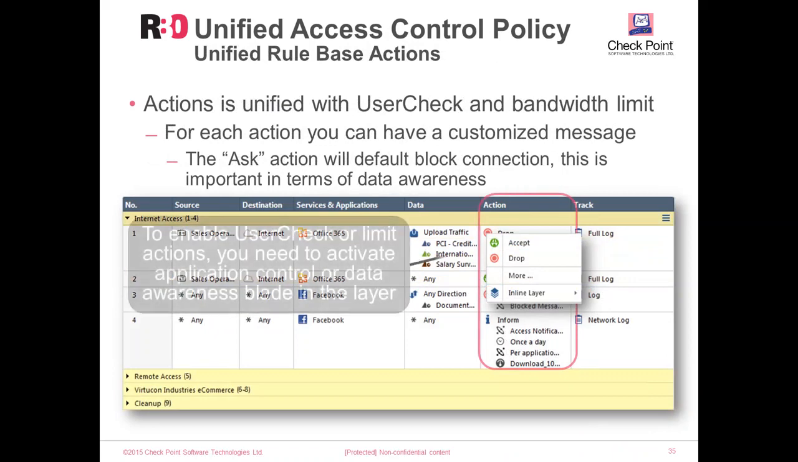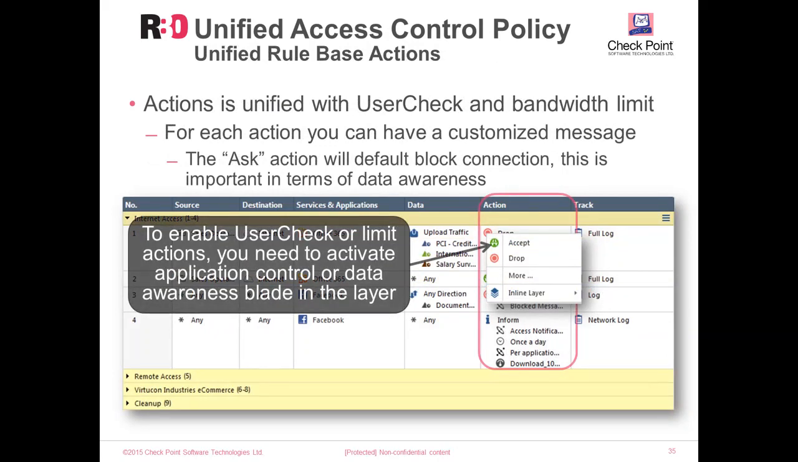In the access control policy, action is now unified with user check and bandwidth limit. For each action, you can have a customized message, and the ask action will, by default, block connections. In order to enable user check or limit actions, you basically need to activate application control or data awareness blade in that layer where you want to enable user check for a rule in the policy, which will give you more options to select from in the action column.